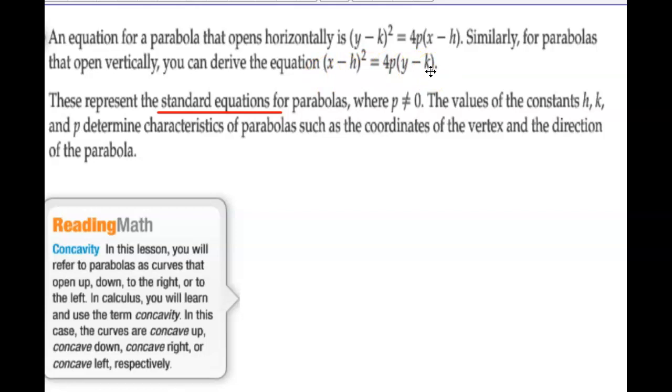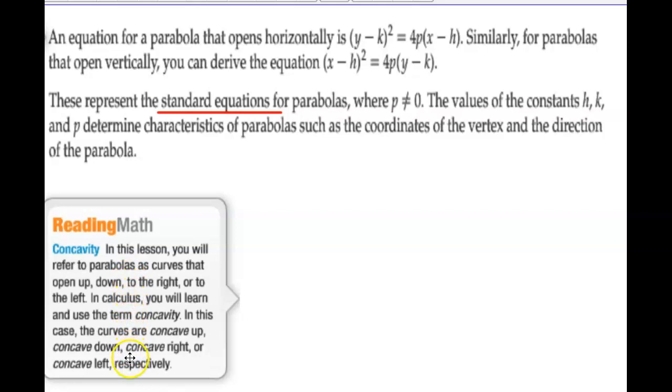Y equals 2x squared plus 6x minus 8. We know that's going to be a parabola. It's going to open up because the 2 is positive, etc. When it's the y that's in the squared quantity like this one, it opens sideways, and those are the ones that are brand new to us. Let's see. In this lesson, you'll refer to parabolas as curves that open up, down, left, or right.